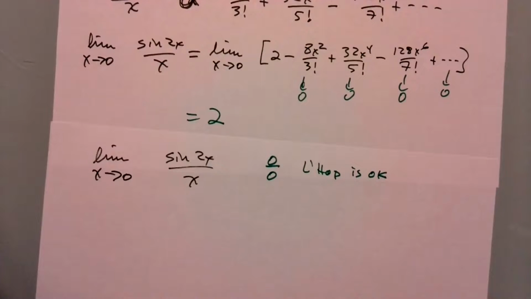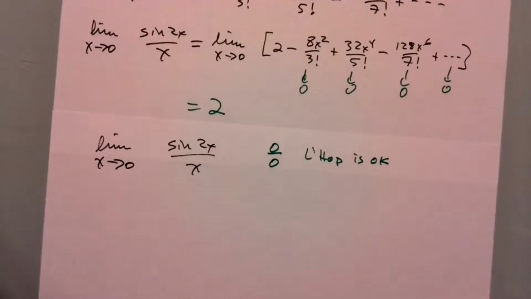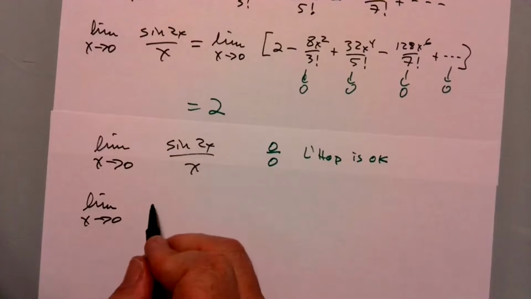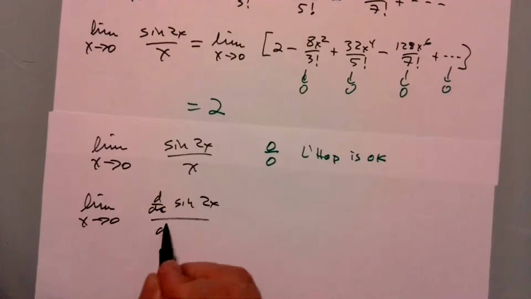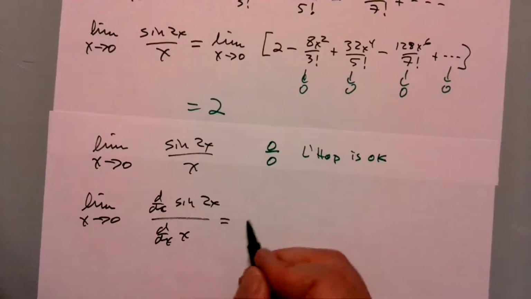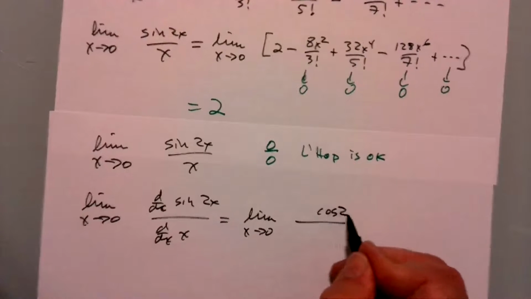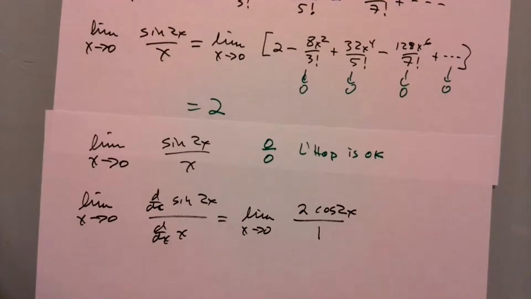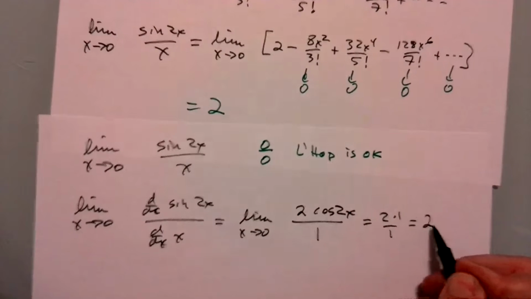Remember, you can use L'Hopital if you have a 0 over 0 case, or if you have an infinity over infinity case. So what do I do next with L'Hopital? I take the derivative of the top and the derivative of the bottom. Limit as x goes to 0, the derivative of sine 2x over the derivative of x. The derivative of sine 2x is cos 2x times the derivative of 2x, which is 2. The derivative with respect to x of x is 1. Cos of 0 is 1, so that's 2 times 1 over 1, which equals 2.